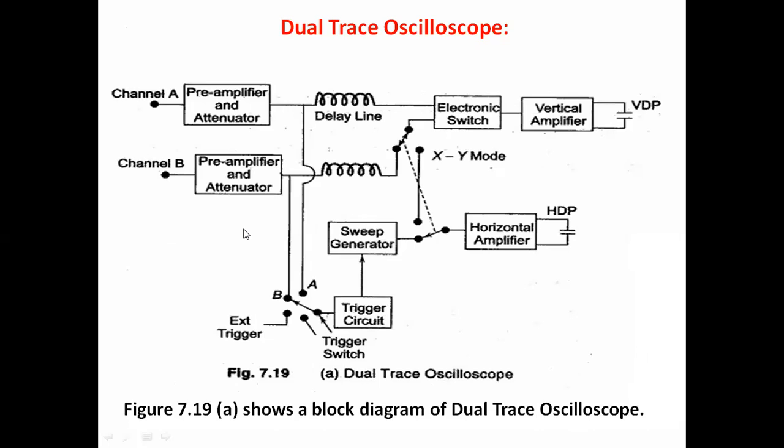So this is one example. This is a dual trace oscilloscope. Dual means two, trace means signals, so two signals at a time we can display. Like this we can produce multiple traces. It may be around eight we can produce at a time. You can call it a multi-channel display.